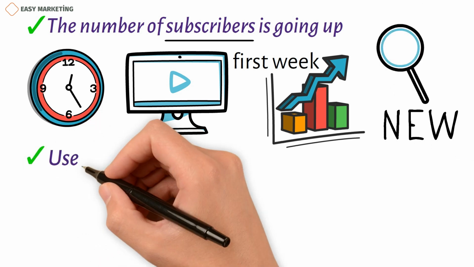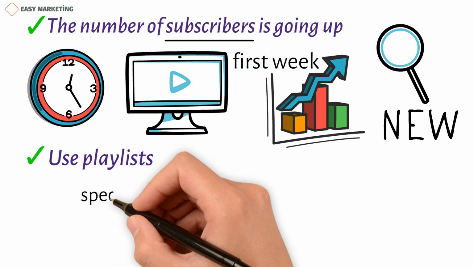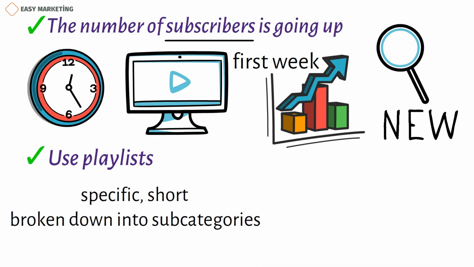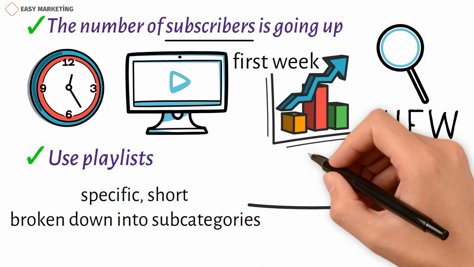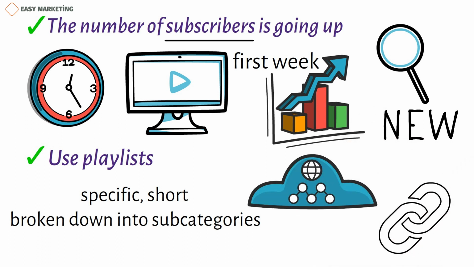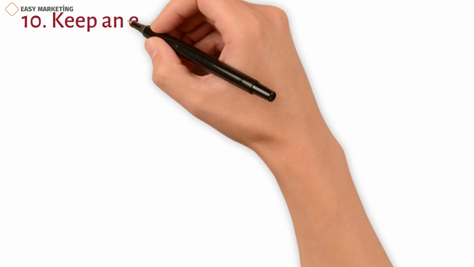Use playlists. Playlists that are specific, short, 4 to 6 videos, and broken down into subcategories can make the user experience and engagement much better. By sharing a link to a playlist instead of a single video, you can easily share a bunch of videos at once. 10. Keep an eye on your numbers.